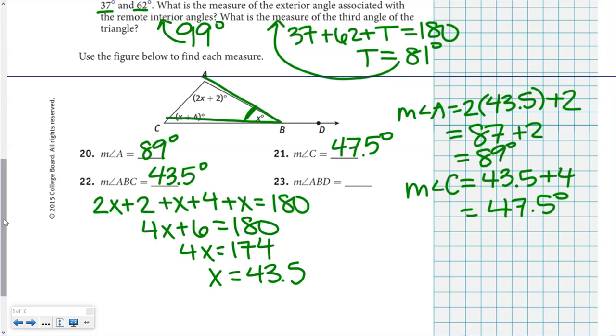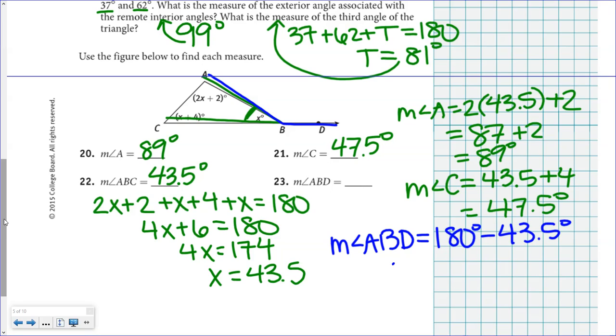Then for angle ABD, we know that the measure of angle ABD is going to equal, there are a couple of ways you could do it, either 180 degrees minus 43.5 degrees, or the measure of angle A plus the measure of angle C. Either way, you should get 136.5 degrees. So on these, there are multiple different ways that you can work through them, but hopefully this helps you with understanding some of your angle relationships in your triangles.